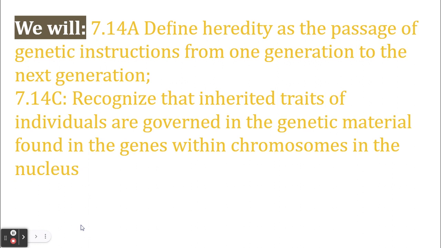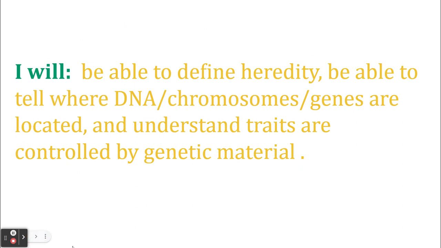The text that we will be covering today is 714A. Define heredity as the passage of genetic instruction from one generation to the next generation. 714C. Recognize that inherited traits of individuals are governed in the genetic material found in the genes within chromosomes in the nucleus. Our I will be able to define heredity, be able to tell where DNA, chromosome, genes are located, and understand traits are controlled by genetic material.